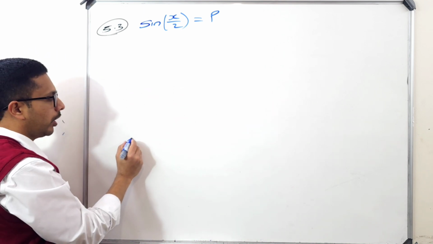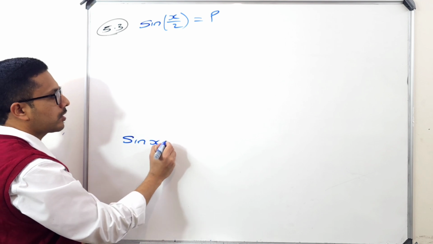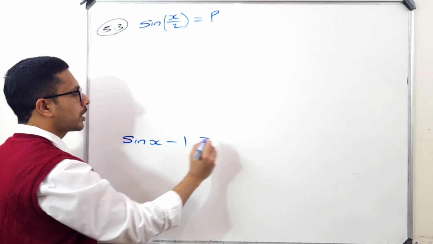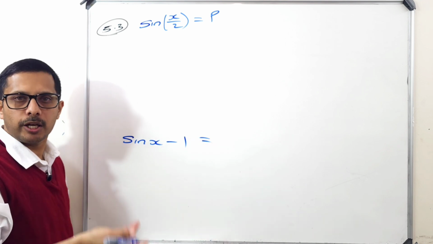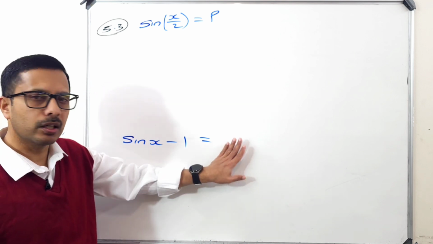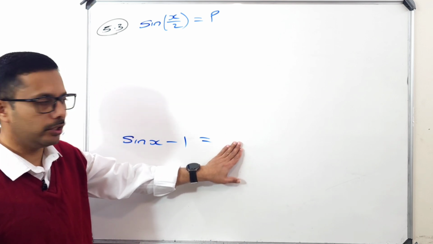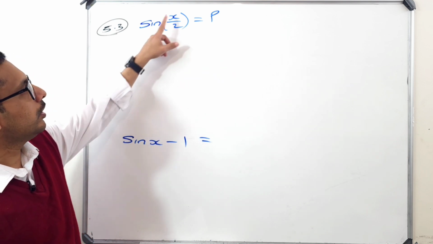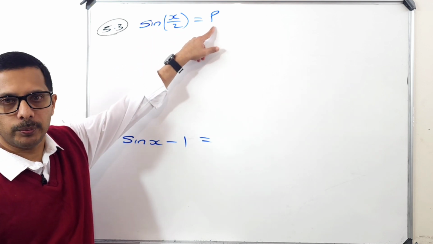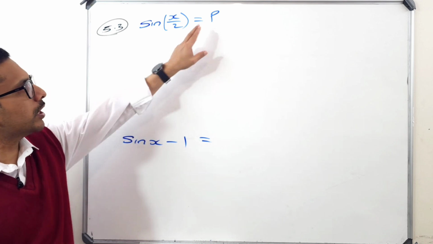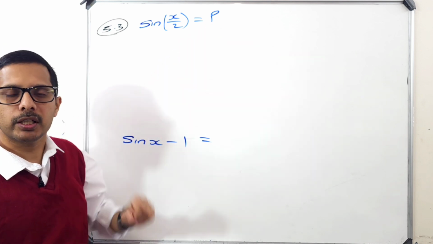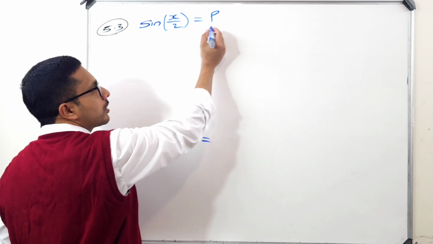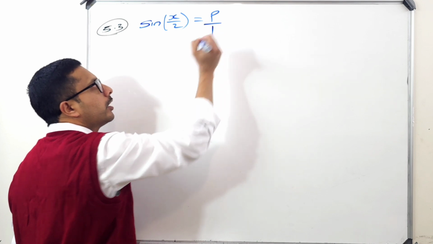So what do you have to find? They are asking what is the value of sin x minus 1 in terms of p. That means they want the answer in terms of p. In your answer, there must be a p. So what is given? Sin of x over 2 is equal to p. Now tell me, if you just write p, what is the denominator here? If you just write p, it means that the denominator is 1.